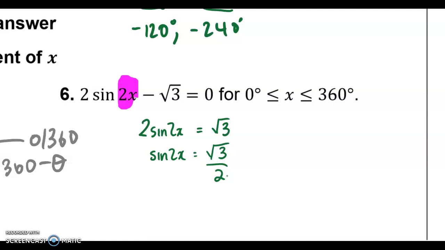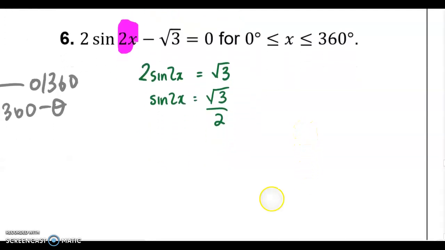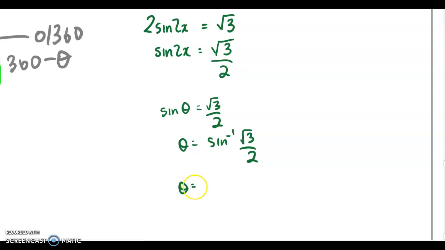What we want to have a look at to start with is what our inverse is going to be equal to. So I'm basically thinking of sine of x to start with, or sine of theta. That's what I want to look at. So sine of theta is root 3 over 2. Theta is my inverse sine of root 3 over 2. You can plug that into your calculator, or you can use your special triangles to work out what that is. Okay, and theta is equal to 60 degrees.